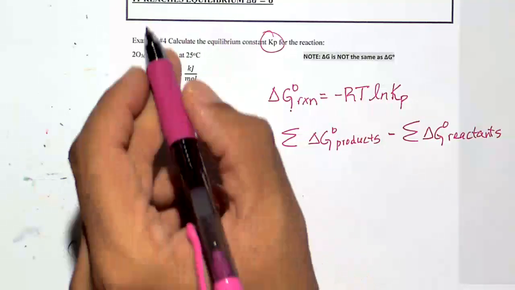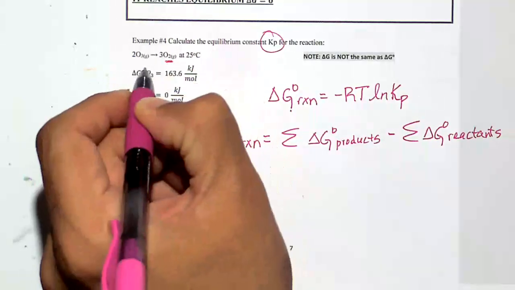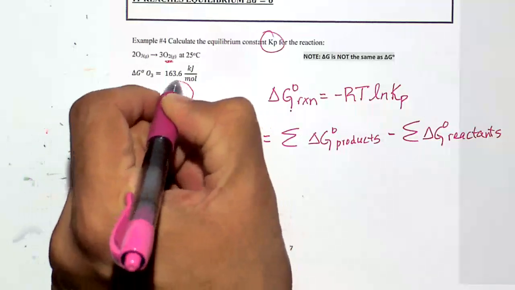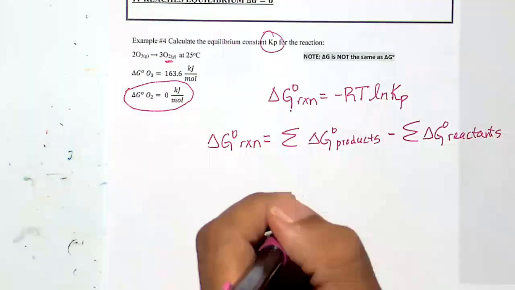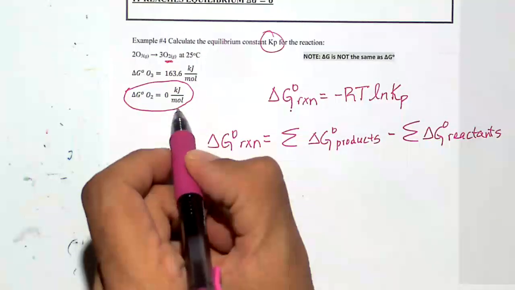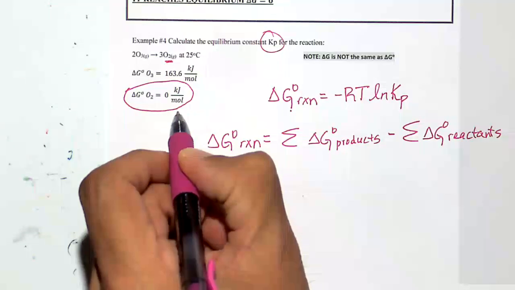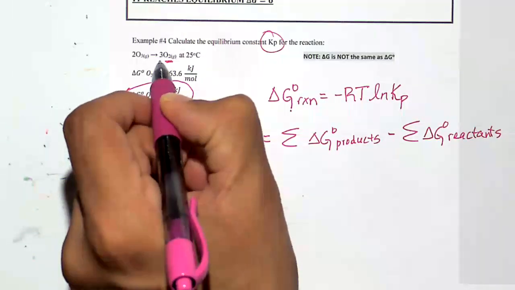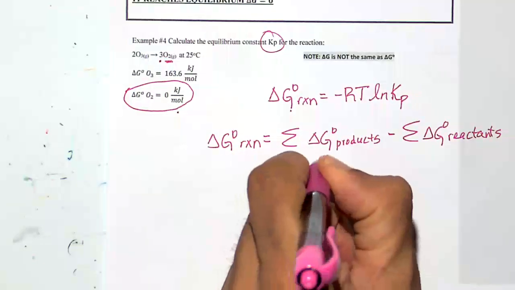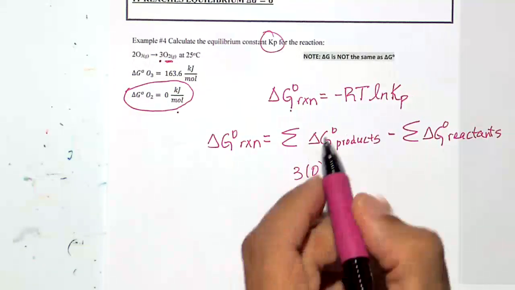All right, what is our product here? O2. What is its free energy of formation for O2? Oh, it's 0. Okay, that's fine. We can always look it up in the back of our textbook or online. It's 0. That's for 1 mole. But how many moles do we have? 3. So we're going to take that 3, multiply it by 0.